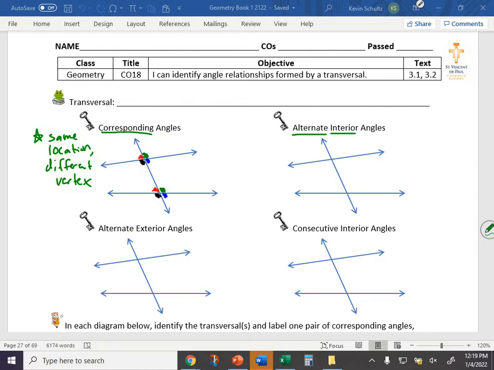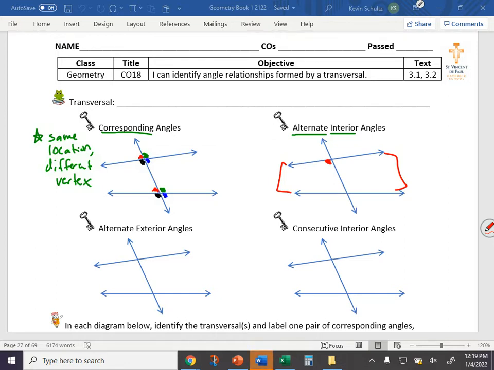What does the word interior mean? Will? Inside. So what we're looking at here are angles inside of our lines that are on opposite sides of the transversal. I said parallel lines, I shouldn't have said that, I just mean lines. We'll get to parallel lines in PO 19. But if I look inside my lines here, so I'm only focused on this section, right? The interior, inside the lines.